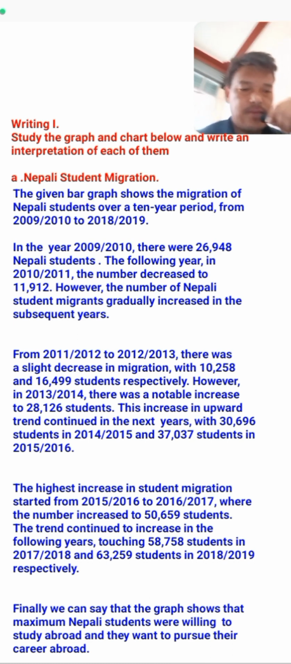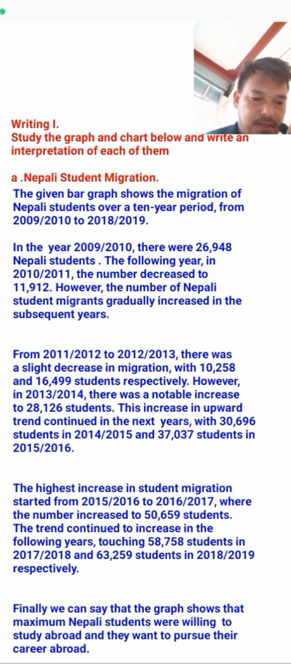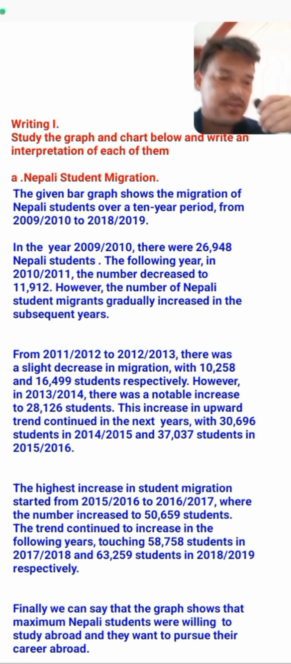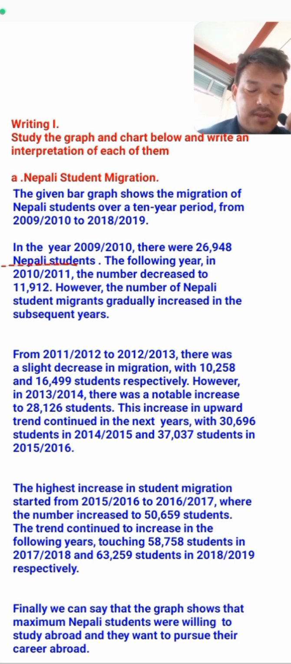and it shows the migration of the number of students over a 10-year period, from 2009-10 to 2018-19. So first, in the year 2009-10, the number of students who migrated was 26,948.